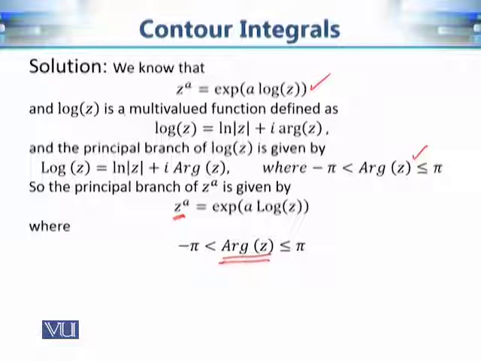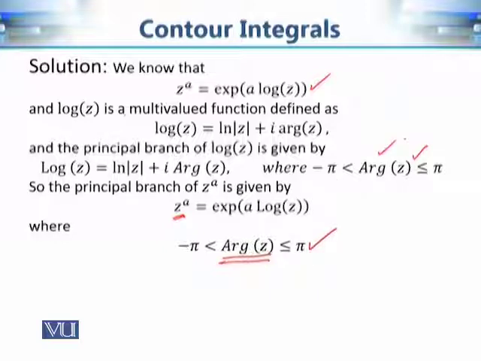So that's why we are focusing only on one branch of this exponential function, z raised to power a. In this case, of course, we consider the principal branch. And what will happen? Along this minus pi, or you can say along the negative real axis, this logarithm function is not going to be continuous.